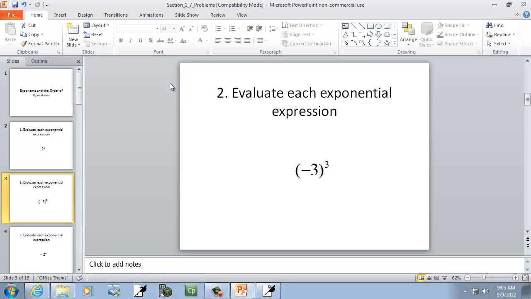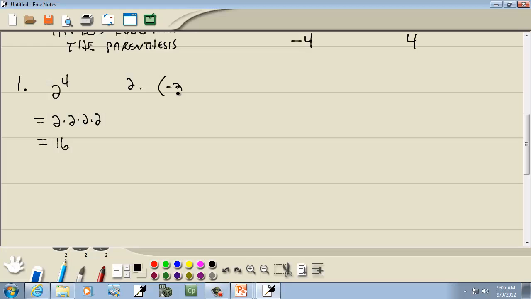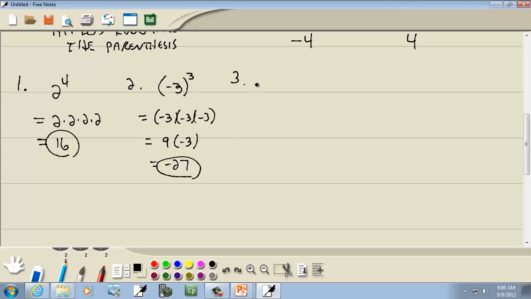On this one, we have negative 3 to the third. Well, remember what I said. The exponent only affects what's to its immediate left unless there's parentheses, and it affects everything inside the parentheses. So this would be negative 3 times negative 3 times negative 3. Again, we have three of them because of the third power. Well, negative 3 times negative 3 is a positive 9. And I'll bring down that negative 3. And 9 times negative 3 gives us negative 27. So those will be our answers.